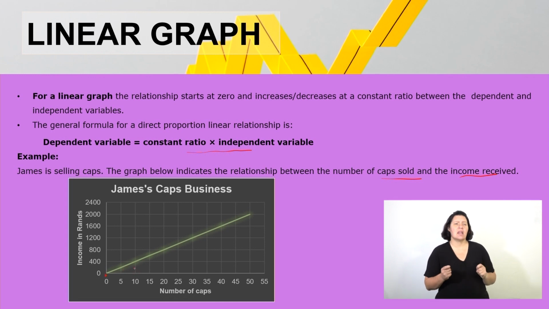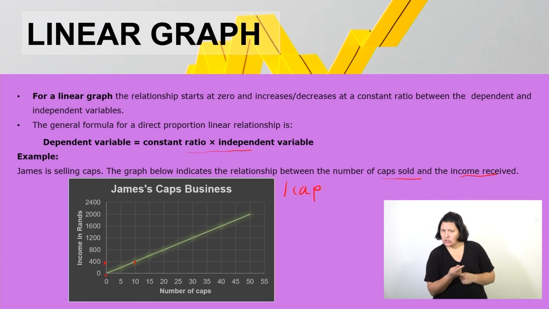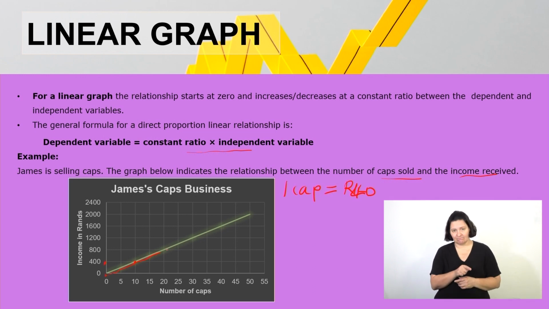If James sells 10 caps, they will get an income of 400 rand. What does this mean? Let's take our calculator. 400 divided by 10. It means James is selling 1 cap for 40 rand. This says to us, this graph here, it is an increasing graph. There will be that direct proportion relationship that we will see over there.